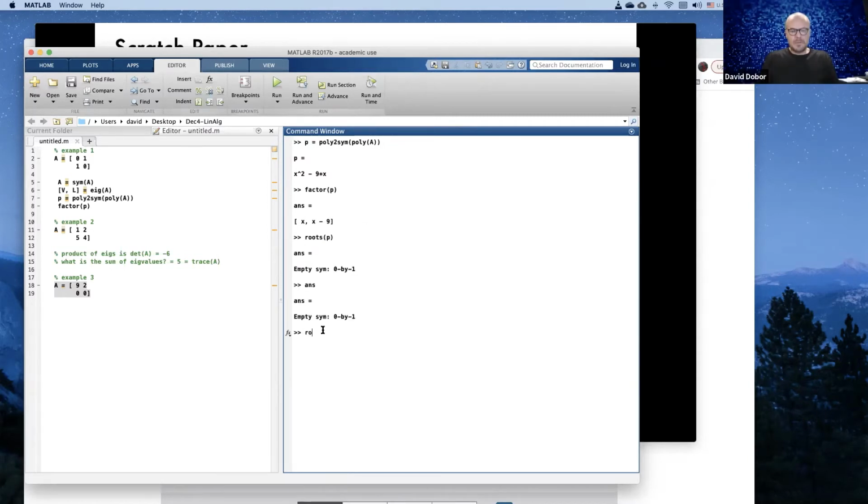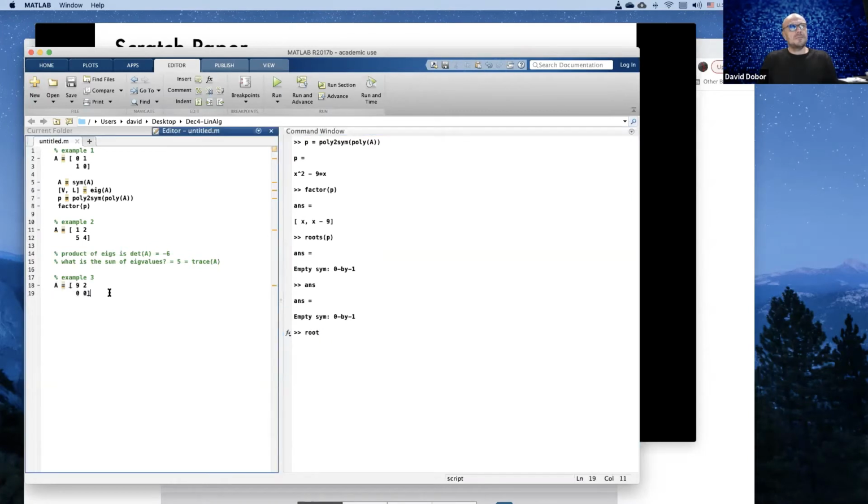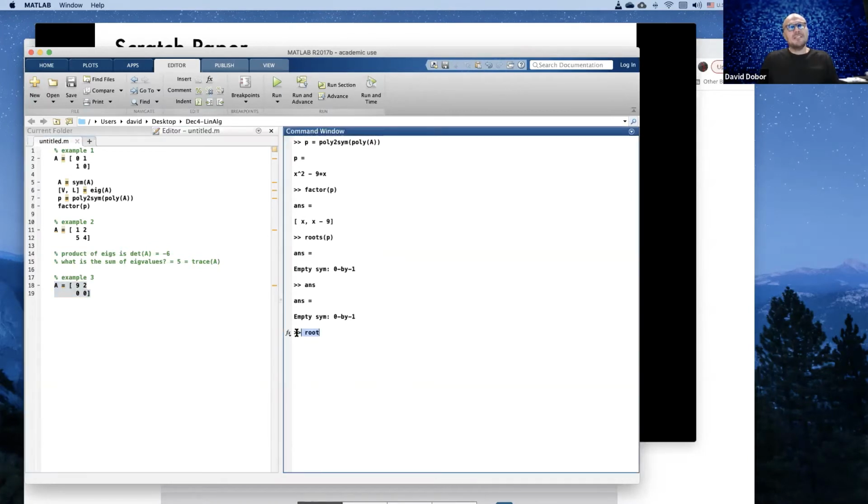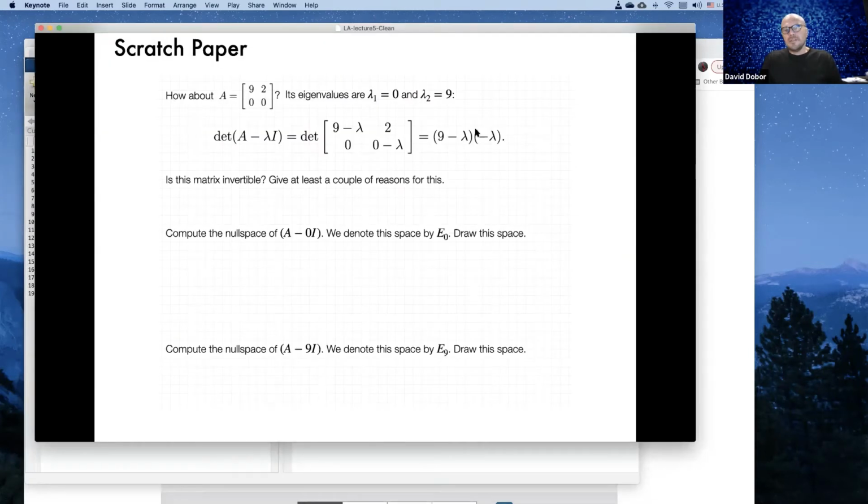Let me just see this on the screen. Sorry about that. Roots of poly A: 0 and 9. Right? Do people see my screen? I don't know if you guys can see my screen, but 0 and 9. So this is where this comes from. So 0 and 9, these are the roots of this characteristic polynomial.